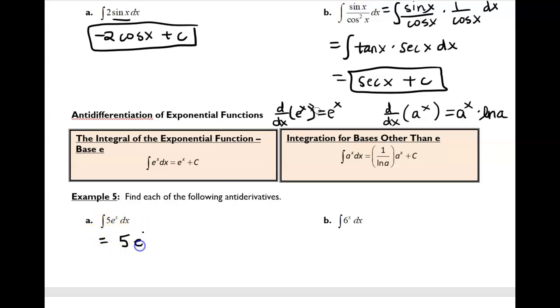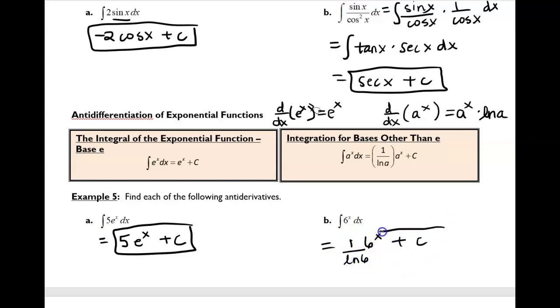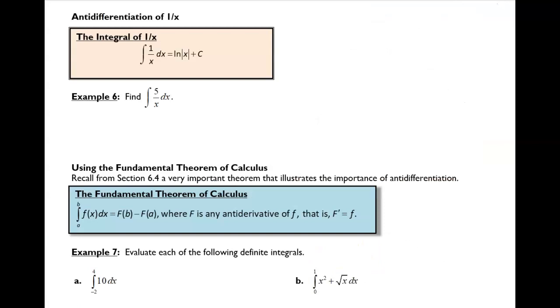That is just 5e to the x plus c. Just stays exactly the same, but don't forget to add your constant. If my base is anything other than e, such as 6 to the x, my antiderivative is still going to be 6 to the x, but I have to balance by multiplying by 1 over natural log of 6, and then plus my constant. You could do that with e, but natural log of e is just 1, which is why we don't have to worry about it. Now, since we were talking about exponential functions, you might be thinking about logarithmic functions.